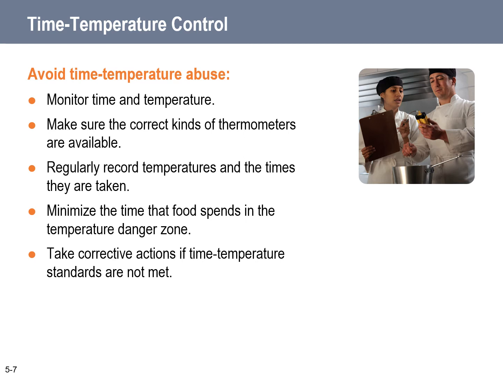For example, if we have a soup that has been off of the heat and I temp it and it's at 130, that's within the danger zone. So what am I going to do? I'm going to take corrective action to make sure that it is fixed for service. All right.